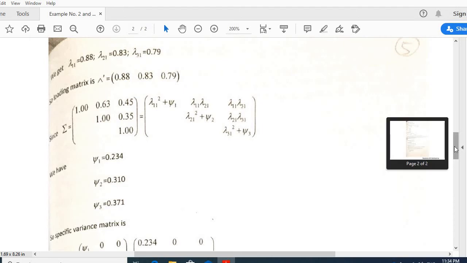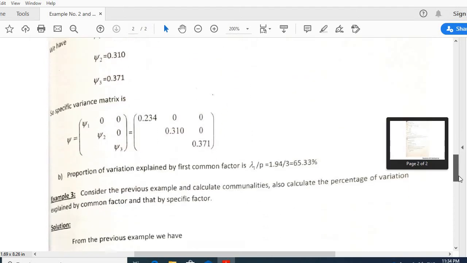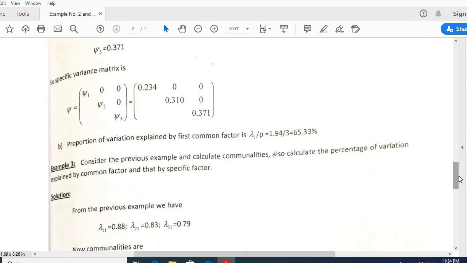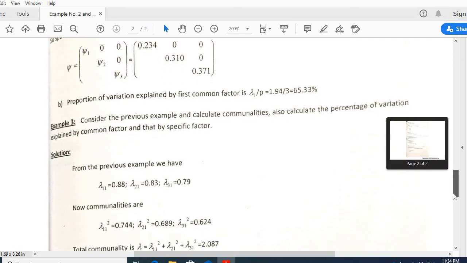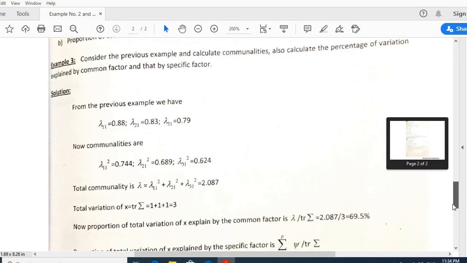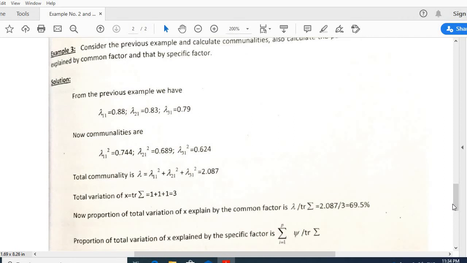Now come to example number 3. Consider the previous example and calculate the communalities. Also calculate the percentage of variation explained by common factors and that by specific factors. In the previous example, lambda 11 is equal to 0.88, lambda 21 is equal to 0.83, lambda 31 is equal to 0.79. Obtain the square of these values: lambda 11 squared, lambda 21 squared, lambda 31 squared.